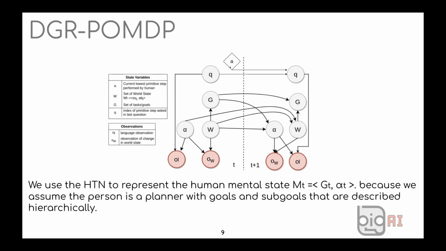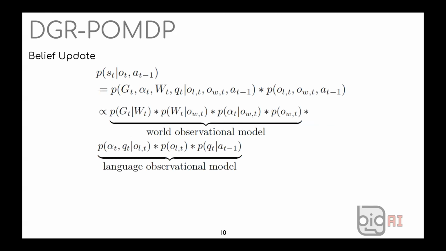The action in our case is limited to only language or speech actions. So the robot can either wait or strategically ask a clarification question. For the belief update, we make certain independence assumptions and are able to factor this large belief update into a world observation model and a language observation model.